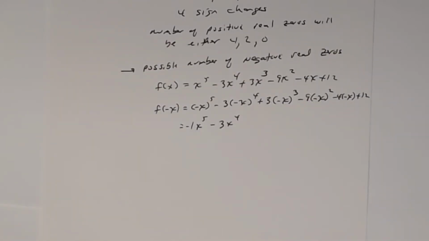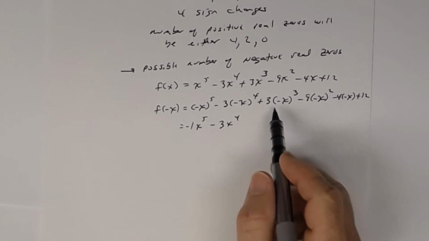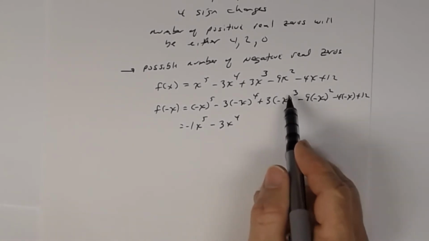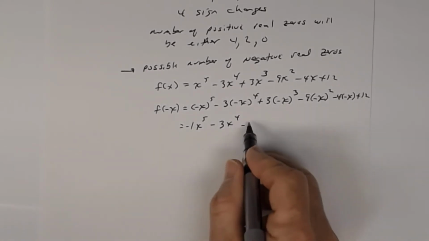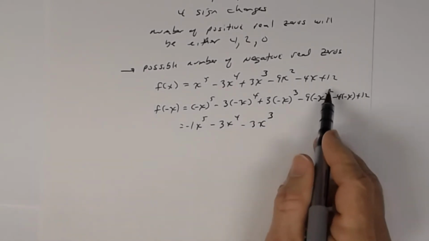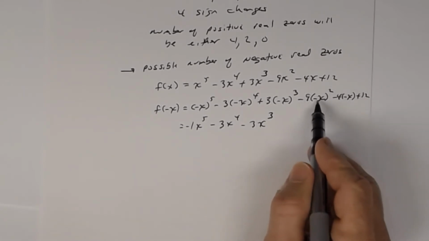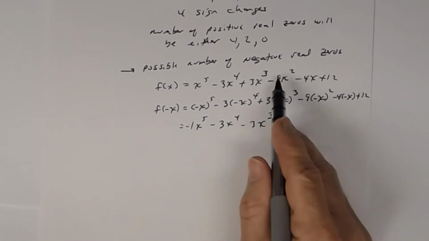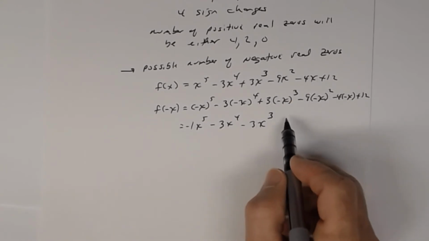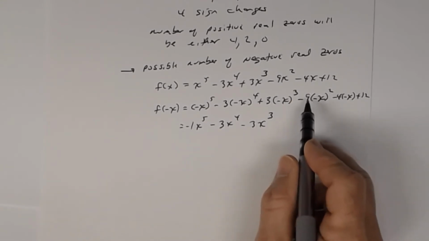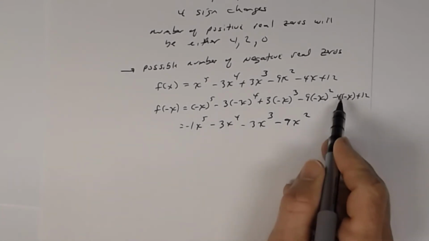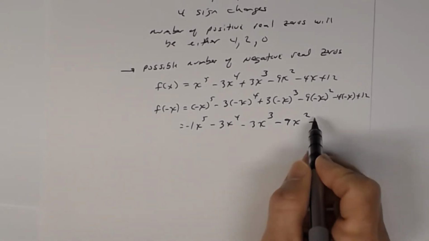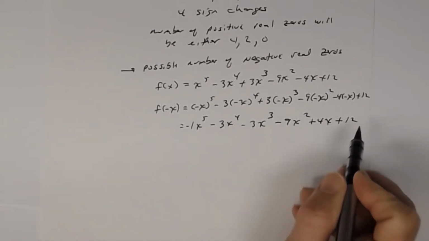You know that negative x cubed is negative x cubed, and times 3 is negative 3x cubed. This will be positive, right? So it'll be negative. So since this is even, negative 9 stays negative 9. So negative 9 times negative x squared is a negative 9x squared. And then negative 4 times negative x is a positive 4x, and then plus 12.